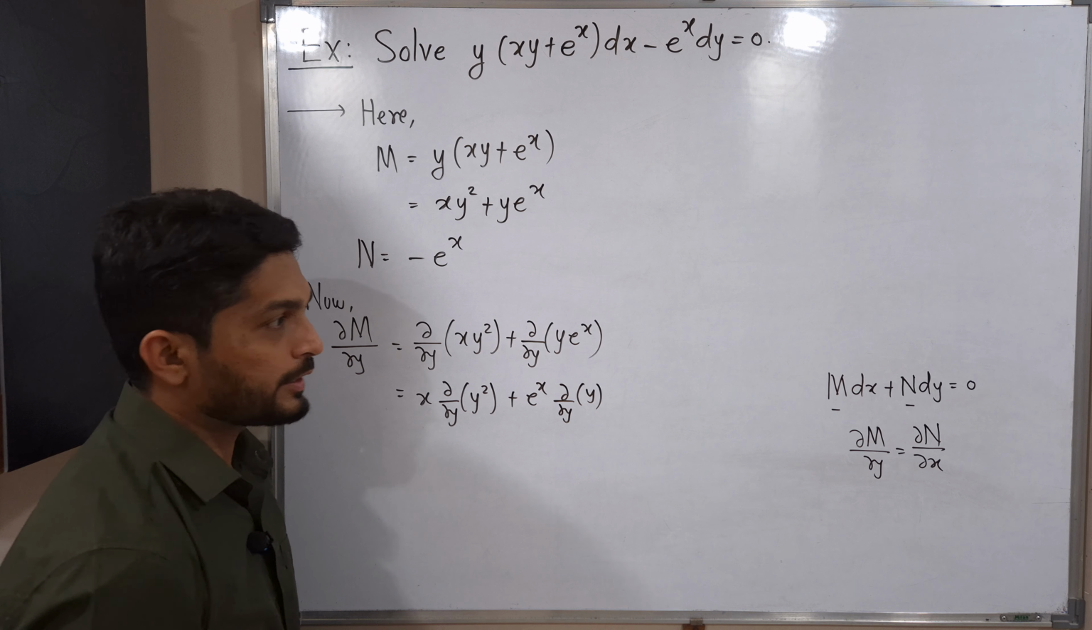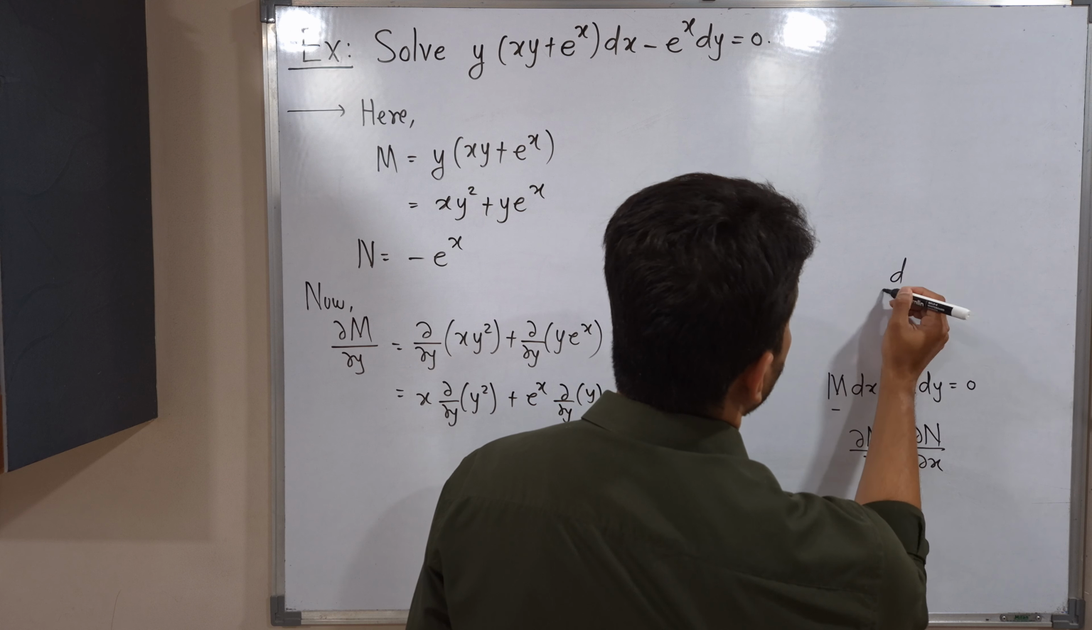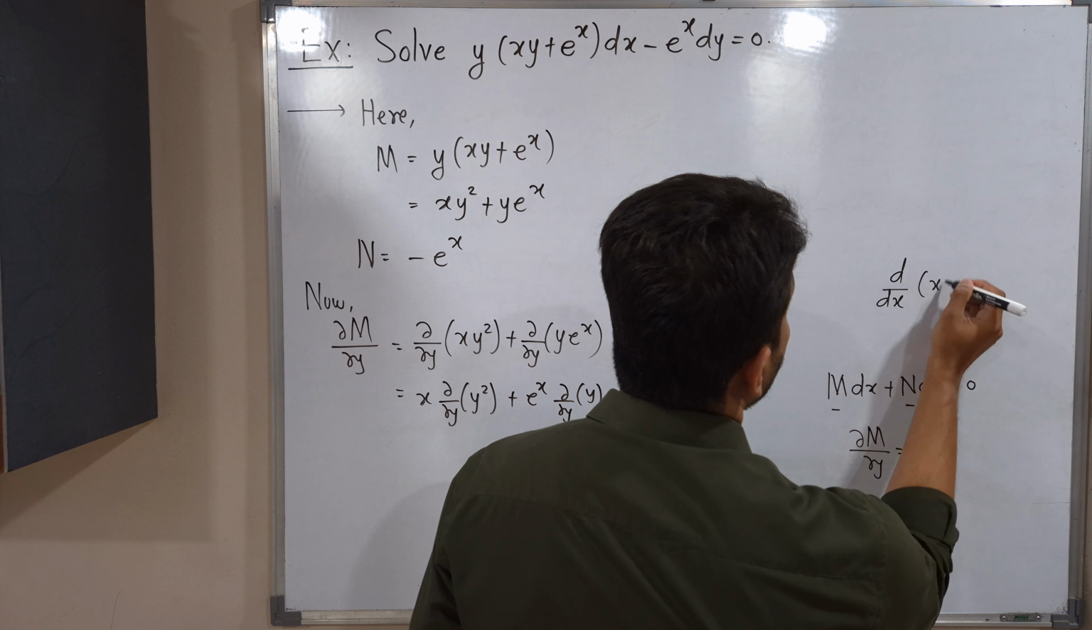So let us find the derivative of y square. Here the standard formula I'm going to use: the derivative of x raised to n is n x raised to n minus 1. That means whatever the power is, we write it first and reduce the power by 1. This is y power 2, so I reduce the power by 1, giving y raised to 1. Derivative of y with respect to y is 1 obviously. So we get 2xy plus e raised to x into 1, that is e raised to x. So I got the partial derivative of M with respect to y.